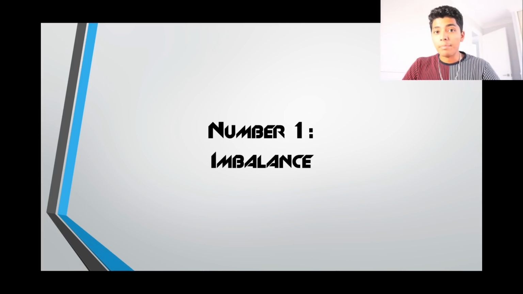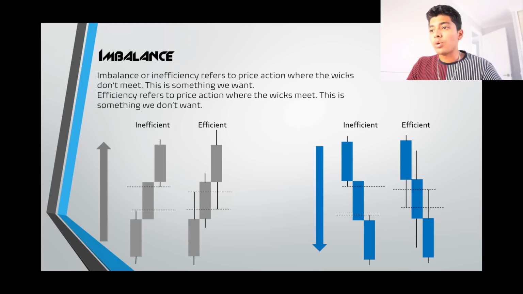Number 1, imbalance. Imbalance or inefficiency refers to price action where the wicks don't meet. This is something that we want. Whereas efficiency refers to price action where the wicks meet. This is something that we don't want.